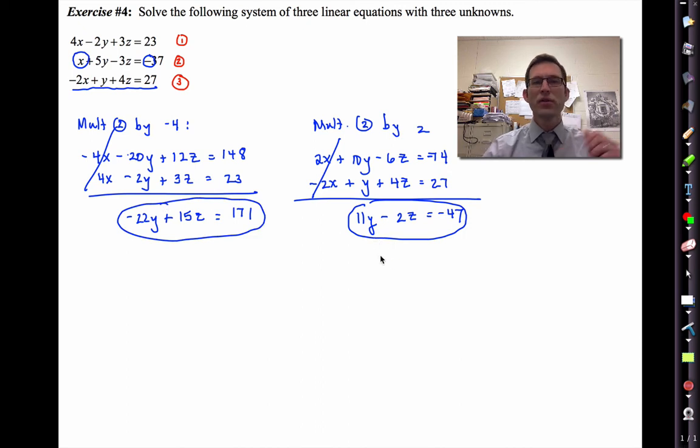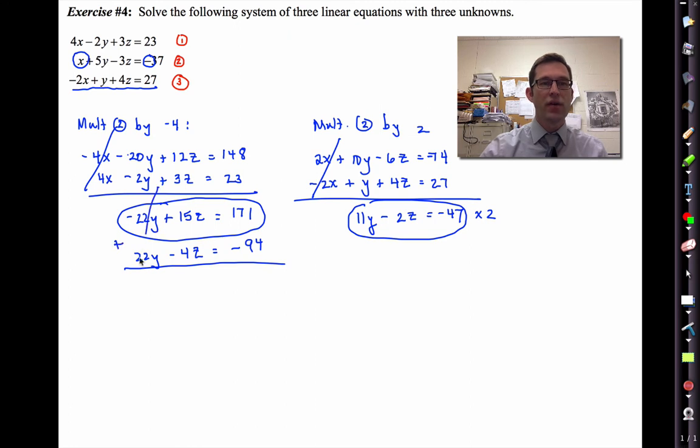What variable do we want to eliminate now? We could eliminate the z, we could eliminate the y. The easiest thing I see is to take this equation and multiply it by 2, then I would get 22y minus 4z is equal to negative 94. That's an advantage because when I now add these together, the y terms cancel, and I get 11z is equal to, maybe I have to use a calculator here. I certainly do, but now I can follow my notes, 77. No problem, divide both sides by 11, z is equal to 7.